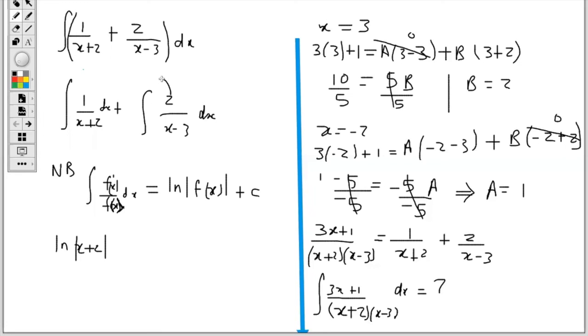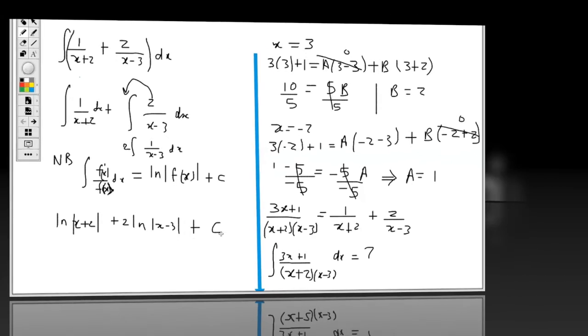Here, when I differentiate, I'm not getting 1, so I will have to carry the 2 outside. In other words, this is the same thing as 2 times the integral of 1 over x minus 3. We have to have the derivative in the numerator for us to see that the integral of this is an ln function. So now I can write this as plus 2 ln of x minus 3 plus c. And that's it.